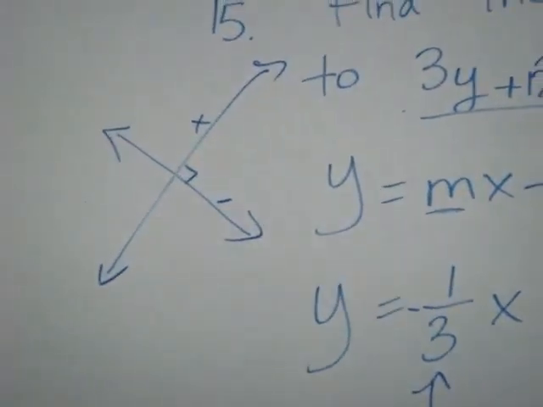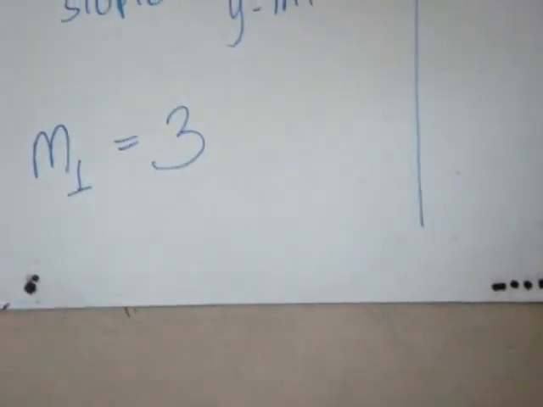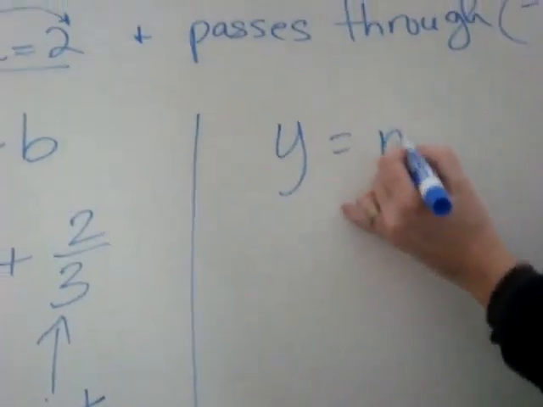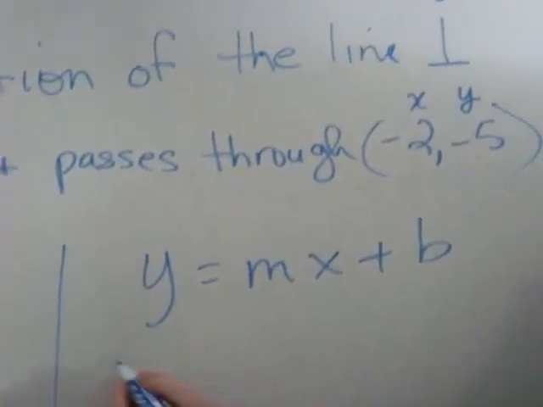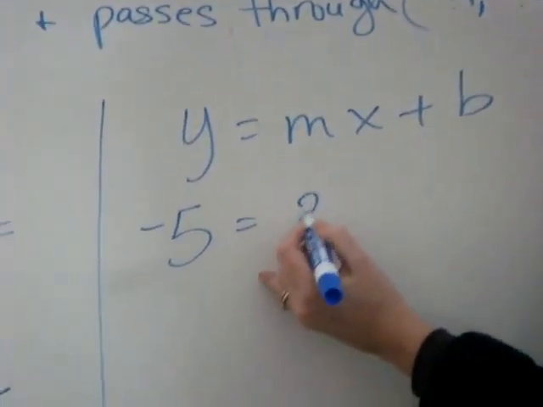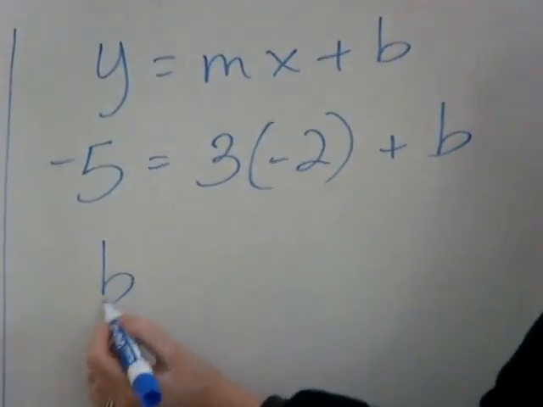Now we have our point, which is our x, y, and we have our slope. Now we have to find b. So here we go. We use y equals mx plus b, and we put in everything we know. Y is -5, m is 3, x is -2, and we just have to find b. So this is going to be -6 added to both sides, and we get b equals 1.